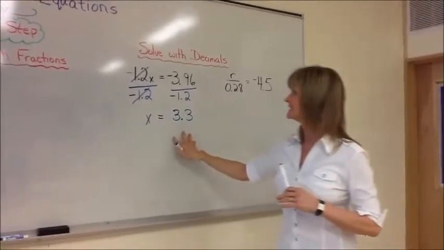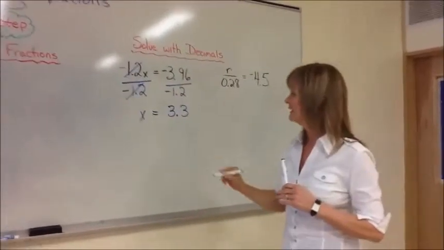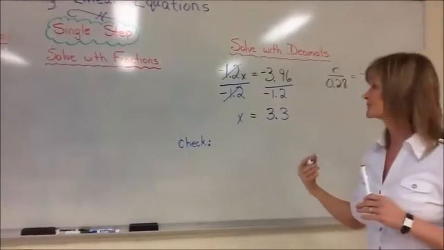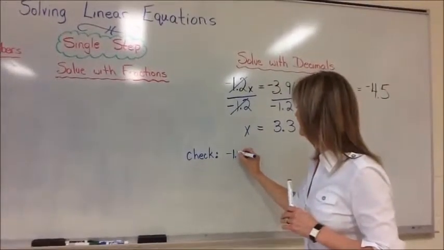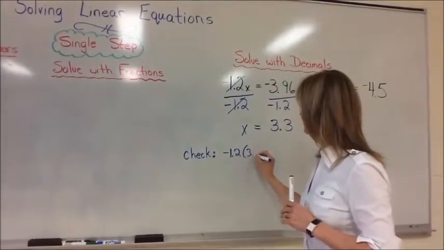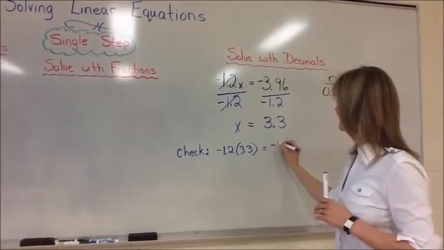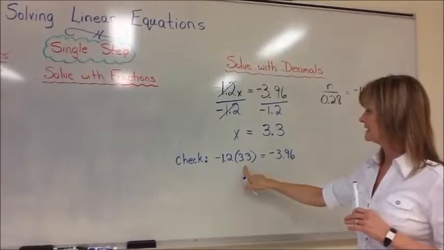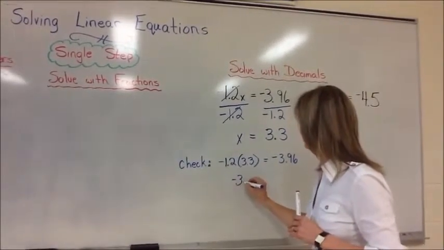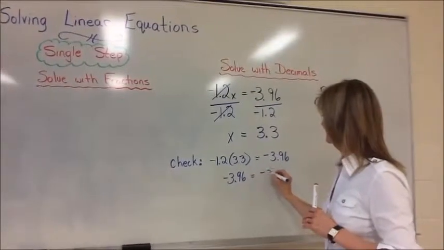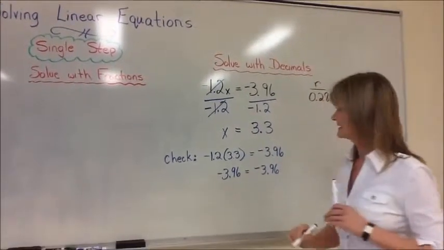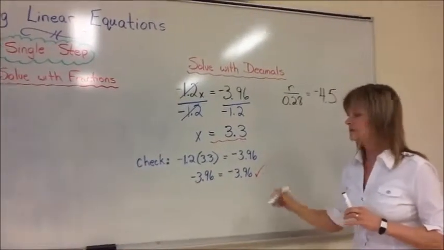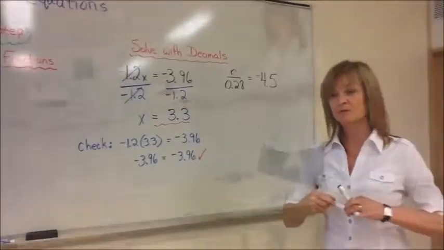And now if we take this number and we have to put it back into our original question again for a check, because you can always double check and make sure your answers are correct. So now we have negative 1.2 multiplied by 3.3, that is equal to negative 3.96. And if you do your multiplication, you will end up with negative 3.96 equals negative 3.96. So you know for sure that what you figured out for an answer for x is correct when you insert it back into the original question again.